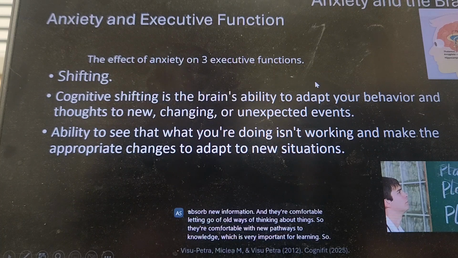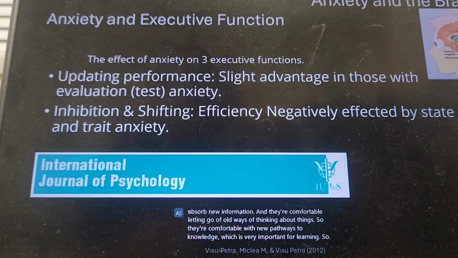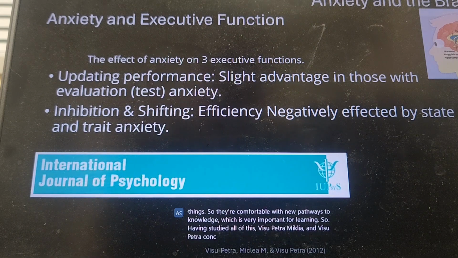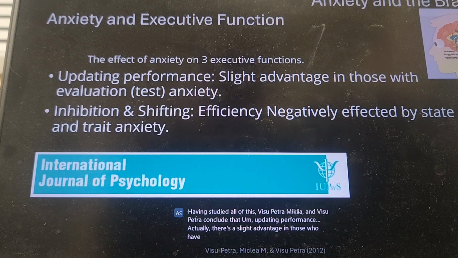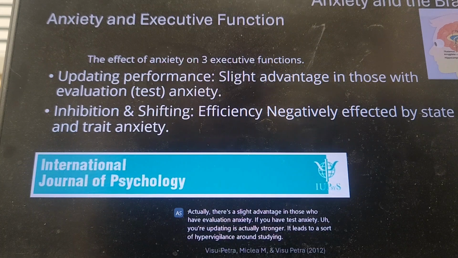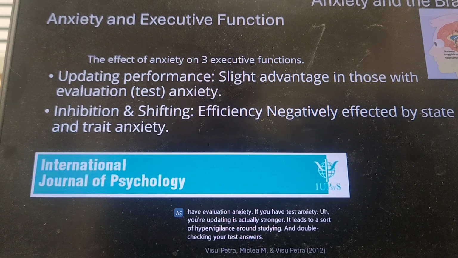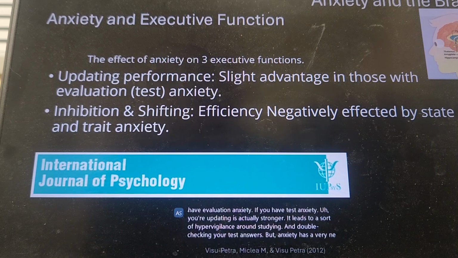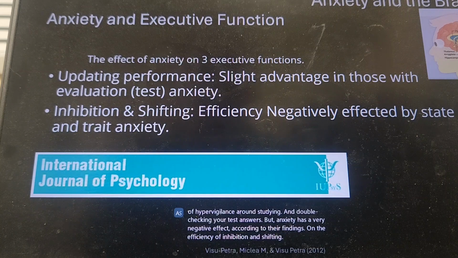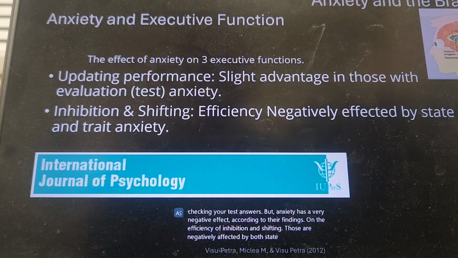So, having studied all of this, Visu-Petra, Miclea, and Visu-Petra conclude that for updating performance, actually, there's a slight advantage in those who have evaluation anxiety. If you have test anxiety, your updating is actually stronger. It leads to sort of hypervigilance around studying and double checking your test answers. But anxiety has a very negative effect, according to their findings, on the efficiency of inhibition and shifting. Those are negatively affected by both state and trait anxiety.